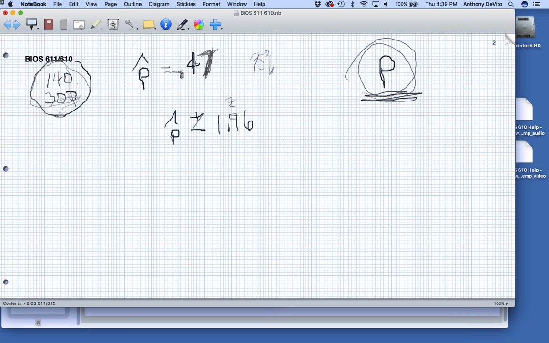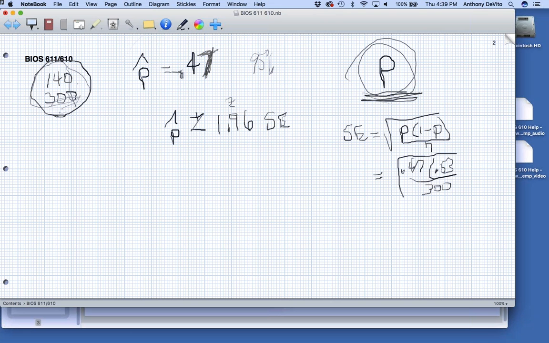Okay, so what is that going to be multiplied by? It's going to be multiplied by the standard error, the variability that we have for samples of proportions like this. So how do I calculate the standard error when I have a proportion? You guys remember that? The square root of P times 1 minus P over N. Okay, so what's that going to be equal to? It's equal to 0.47 times 0.53 over 300, and I'm going to take the square root of that whole thing.